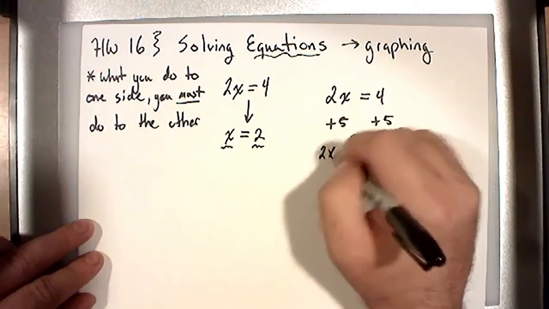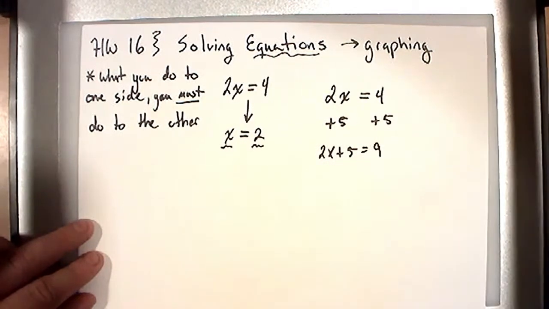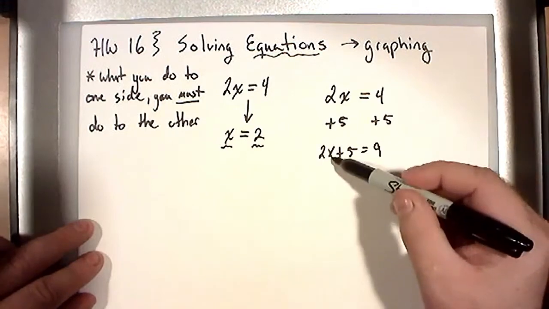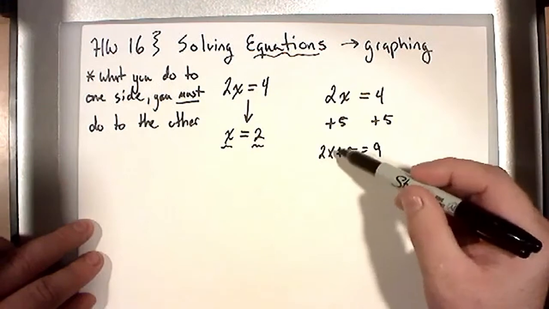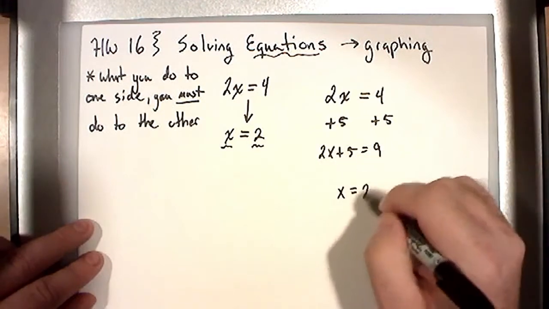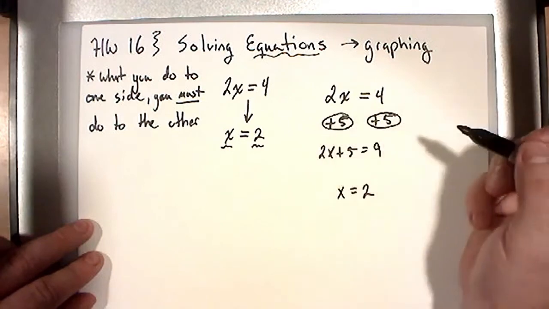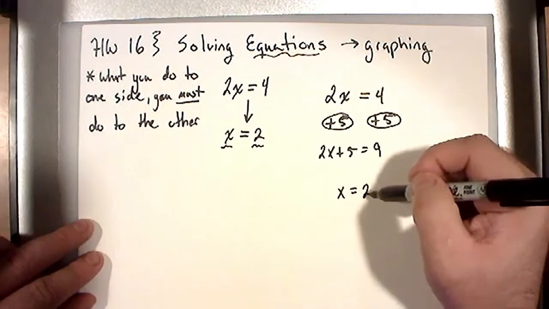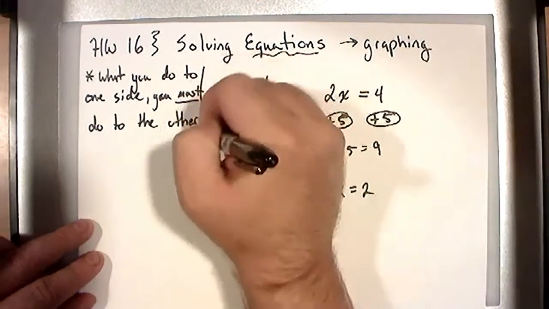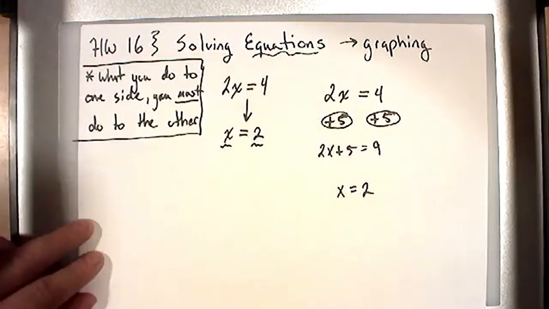2x plus 5. 4 plus 5 equals 9. And now you can still solve this, and the answer is still going to come out to be 2. Think about it. If I plug 2 in here, 2 times 2 is 4, plus 5 equals 9. So the answer is still 2. Because I added 5, I did it to both sides. Even though it was sort of pointless, it still will give you the same answer in the end. So this is the only rule that we need to be concerned with. What you do to one side, you must do to the other.